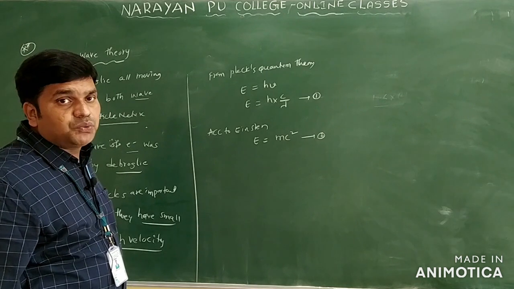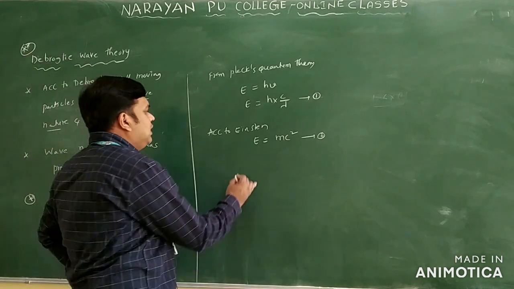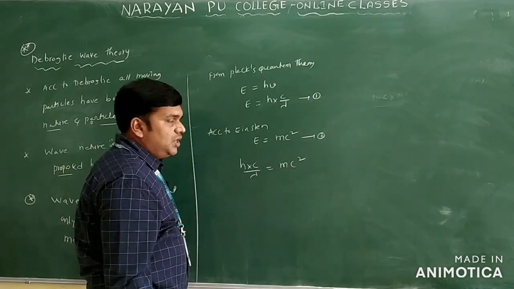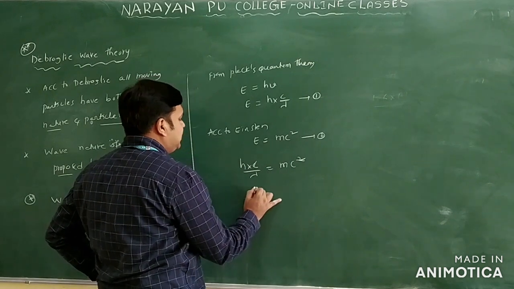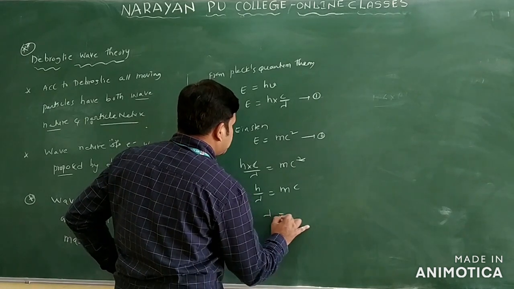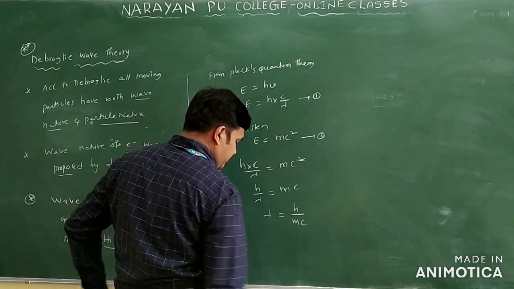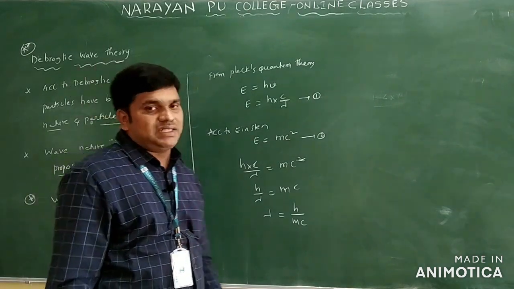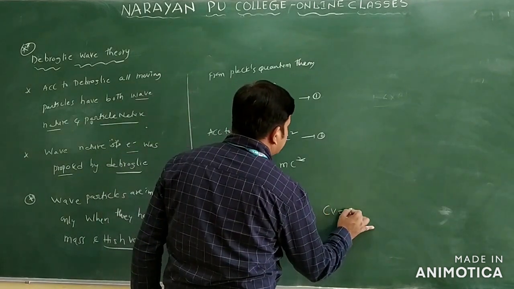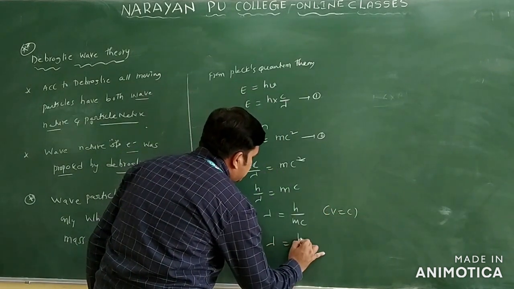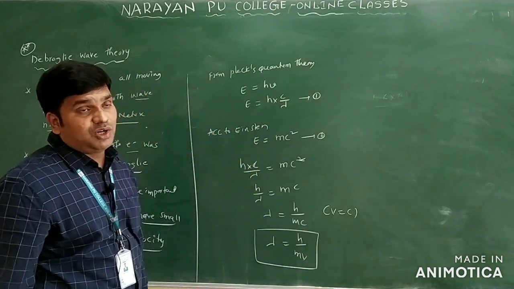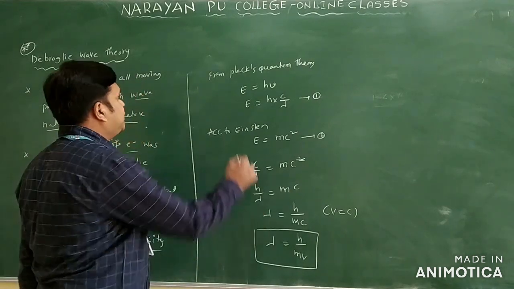From equation 2 and equation 1, the energies are equal. I will write h into c by lambda is equal to mc square. Here one c cancels. Then what do you get? h by lambda is equal to mc. So lambda is equal to h by mc. The moving particle has velocity, which is the velocity of light, so replacing it with v, lambda is equal to h by mv. This is the derivation for de Broglie's wave theory.